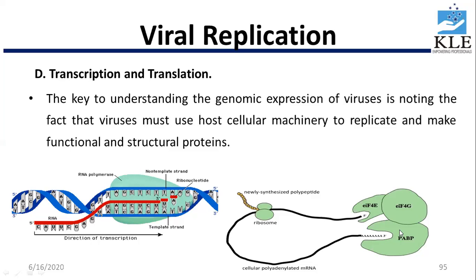And then in the fourth step, there is a synthesis of the late or structural proteins, which are components of the daughter virion capsid. So these structural proteins will be synthesized. So this synthesis will take place in 4 steps: the transcription, translation, the replication of the viral nucleic acid, and the synthesis of the late or the structural proteins.